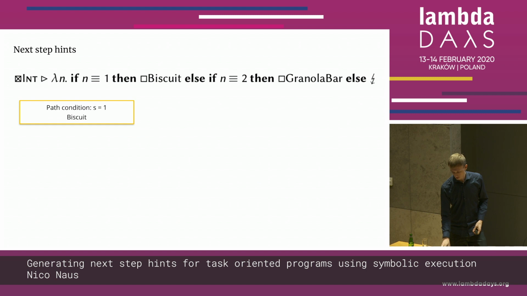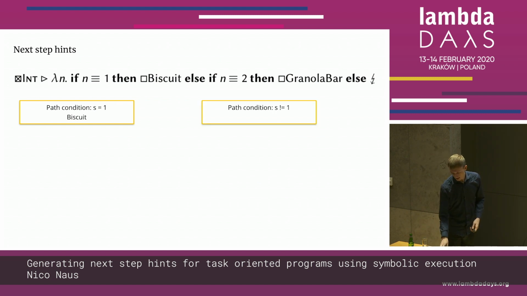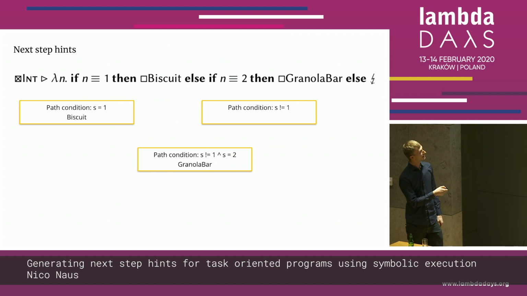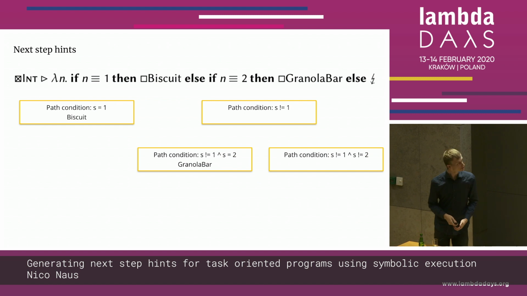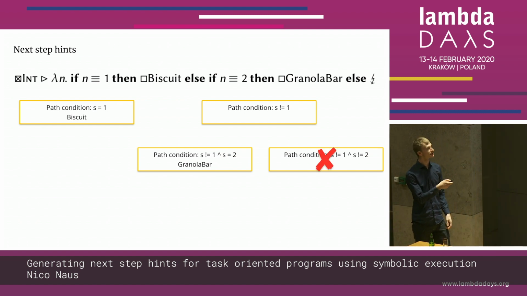So we just now run it symbolically again. The first one is, we input a symbol here, S, and then we have a path condition S is 1, and in that case we have a biscuit. If S is not 1, then S can be equal to 2. In that case we get a granola bar. And if S is also not 2, well, this case cannot happen as I explained, because then you go back to this original task.